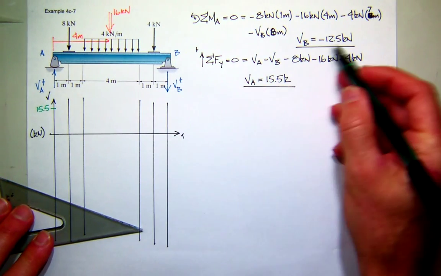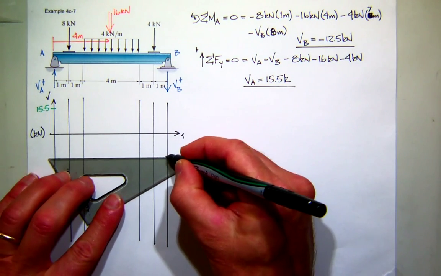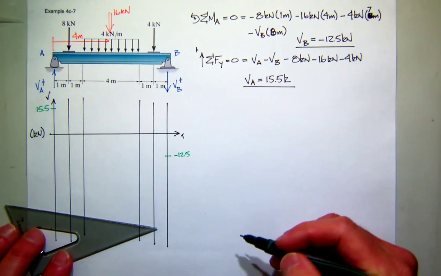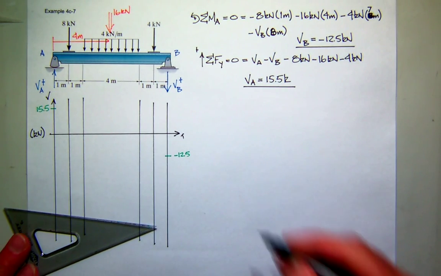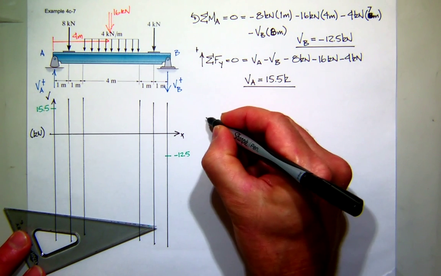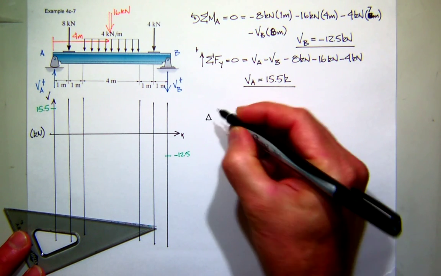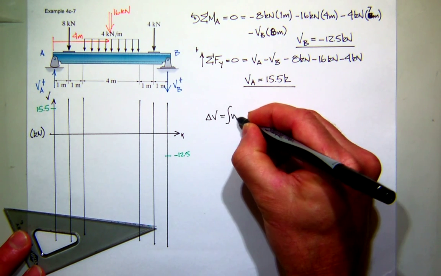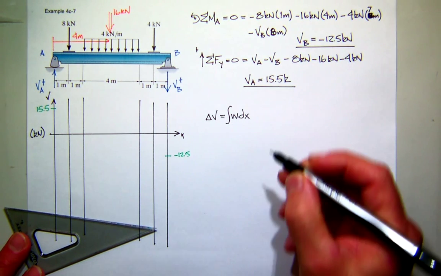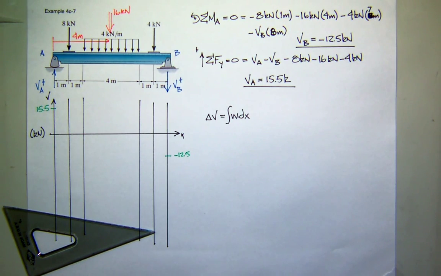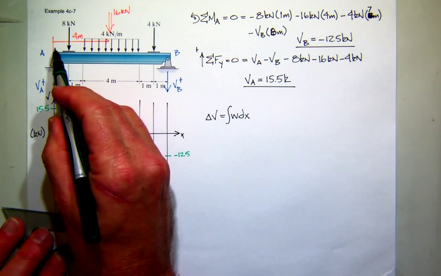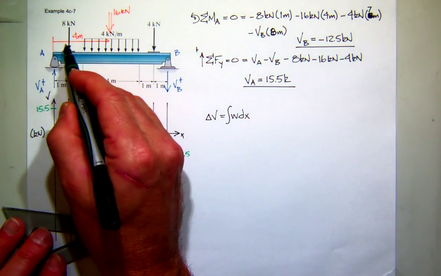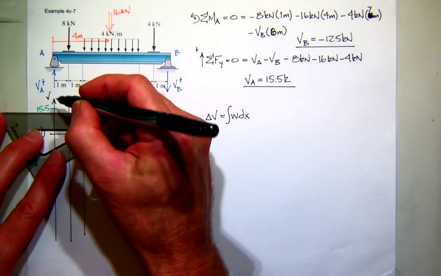The shear at B is negative 12.5. So we've got to see if we can make all that fit. Now we remember our basic principles are that the change in shear is the area under the load diagram. So let's start and work our way over. Starting here over the first meter, what's the area under the load diagram? It is 0. So there's no change.